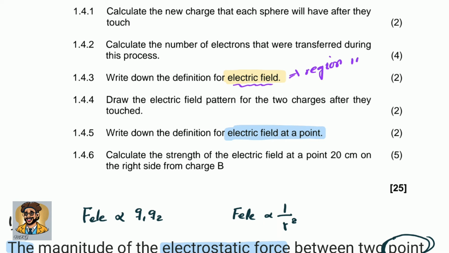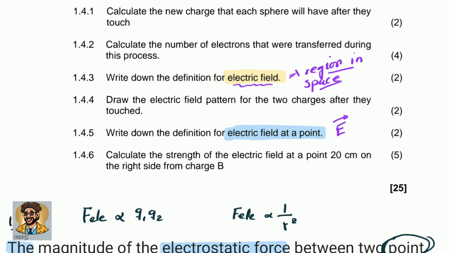We need to know that electric field is a region in space. And the electric field at a point is how strong is that electric field we're speaking about in 1.4.3 at a specific point. That is what electric field at a point is. This one is a vector quantity and we represent it with letter E.